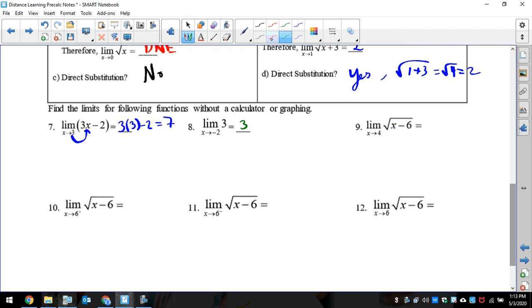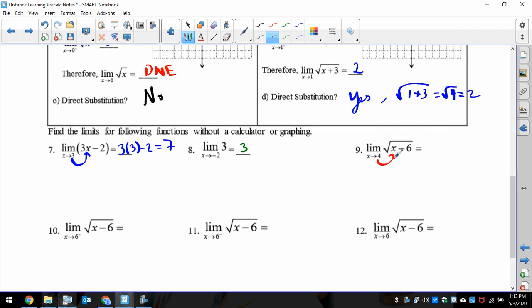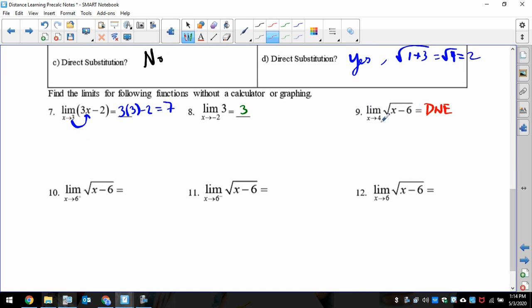Here, if I try to plug in this 4, this is a shift to the right of the square root function. If I try to plug in the 4, we'll notice that you get the square root of 4 minus 6, which is the square root of negative 2, is undefined. So this limit, instead of writing undefined, which we don't want to do because that's for functions. Functions are either defined or undefined. Limits either exist or do not exist. So we'll just write DNE. And that's because the function is going to be undefined when I plug it in.